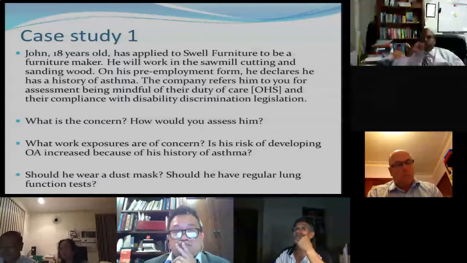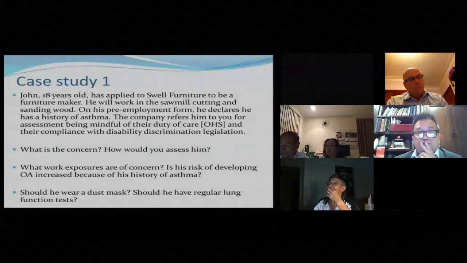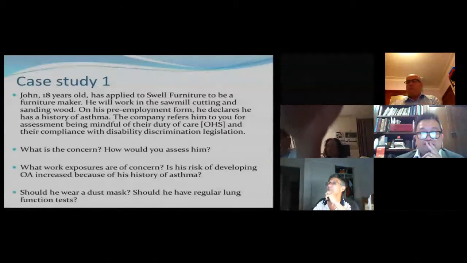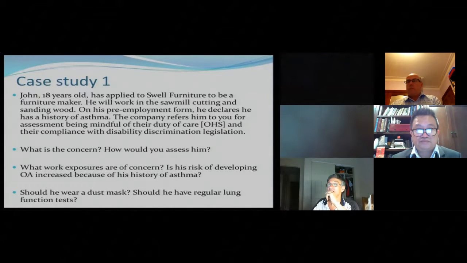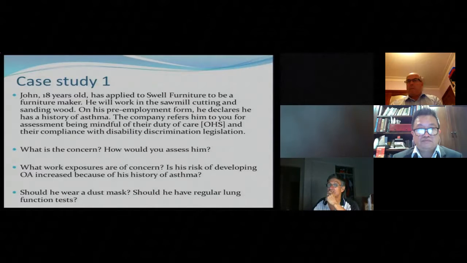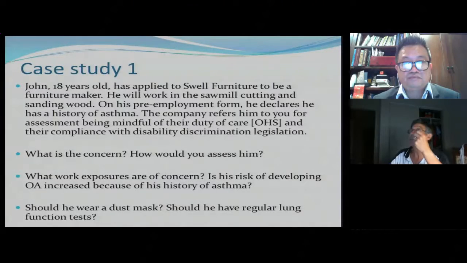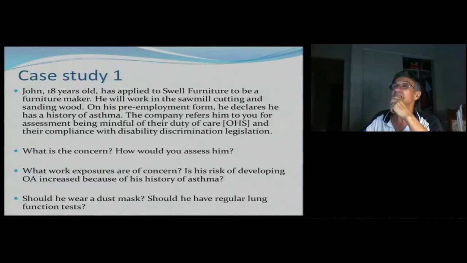Now, the sanding obviously produces very fine dust because you're wanting very, very smooth wood for the finished product so that it can then be varnished and so forth. So sanding produces a very fine dust. Cutting wood is a bit coarser sawdust. There is some extraction of the dust that's being produced with those machines in a moderately well-run furniture making factory. And on his pre-employment form, he declares he has a history of asthma.